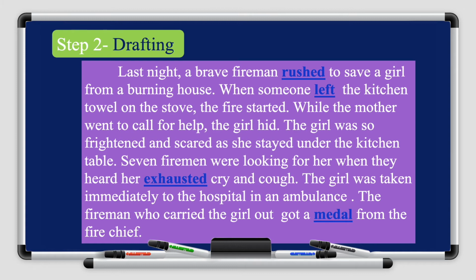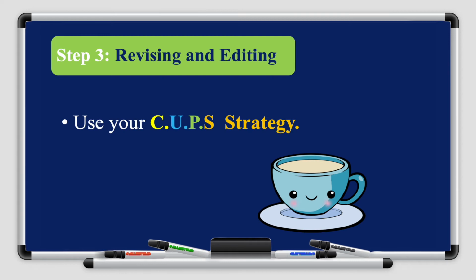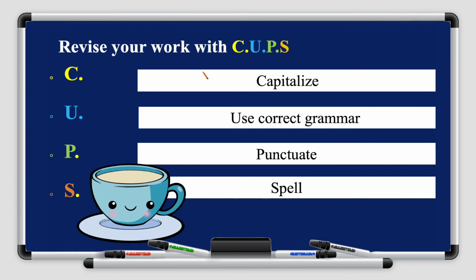Okay? Now, here, if you notice, rushed, left, exhausted, and medal are all words that we have mentioned in the question. So here, I have used them in my paragraph. So this is one idea, to use the words provided for your help. Okay? Try to use them. So here, let's use the CUP strategy together in order to check our writing. Here we need to remember C, that stands for capitalize, so capitalize your letters. U, to use the correct grammar. P, to punctuate, use capital letters, full stops, commas, and finally S for your spelling.